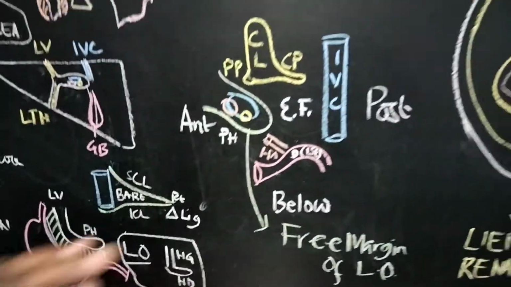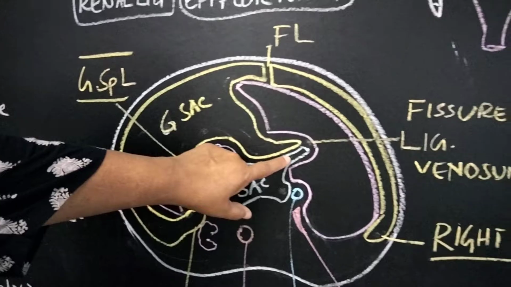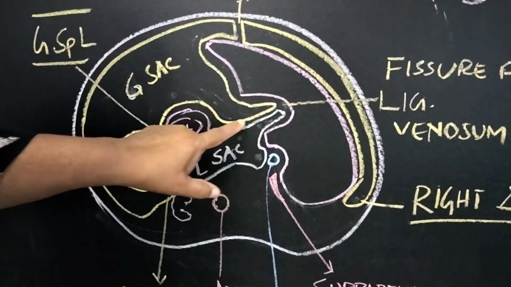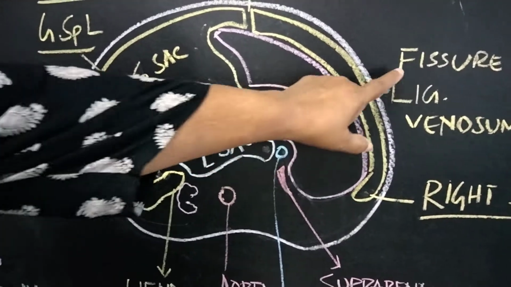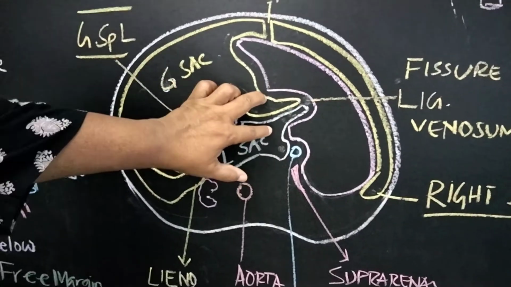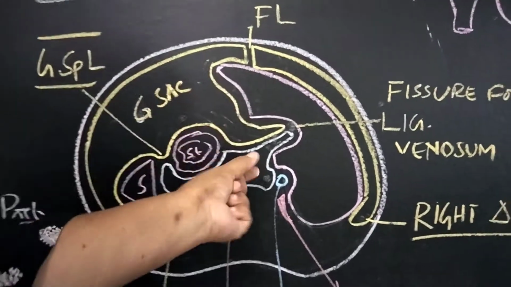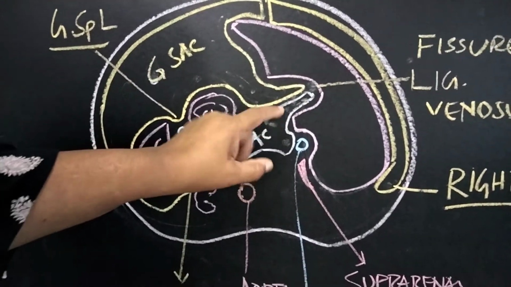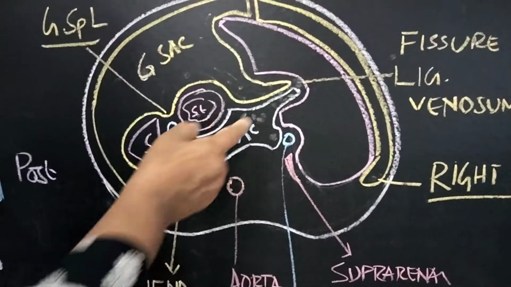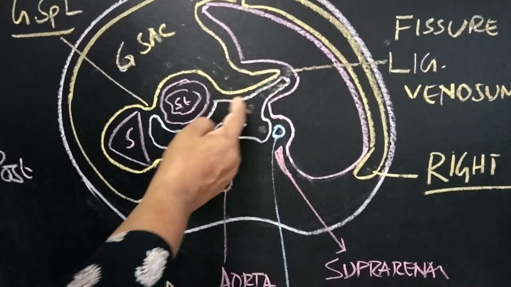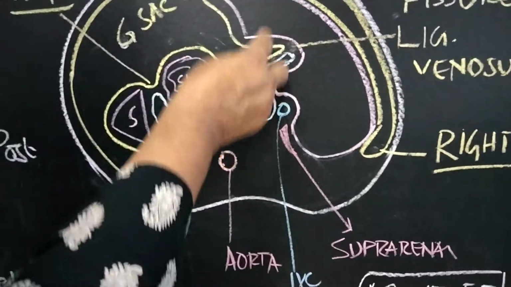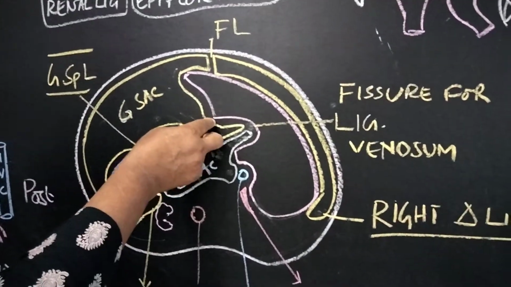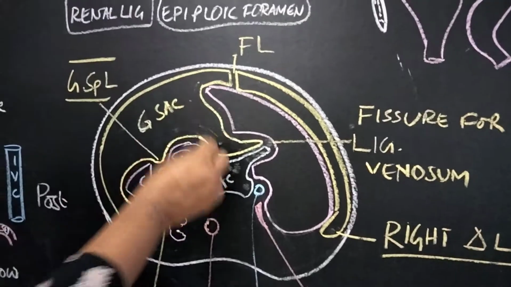Now let us see how this lesser omentum is formed. This is the greater sac forming the anterior layer, and this is the lesser sac forming the posterior layer of this lesser omentum. This is the fissure for the ligamentum venosum, where four layers are present, two layers of the greater sac and two layers of the lesser sac. So the anterior layer is formed by the greater sac, the posterior layer is formed by the lesser sac. I told you the lesser omentum has two layers, the anterior layer derived from the greater sac, the posterior layer derived from the lesser sac. Altogether within the fissure for ligamentum venosum, four layers go in and come out, two layers from the greater sac and two layers from the lesser sac. This is very important, okay?